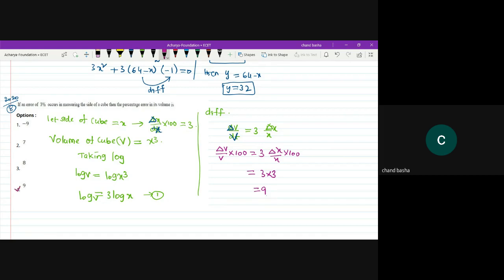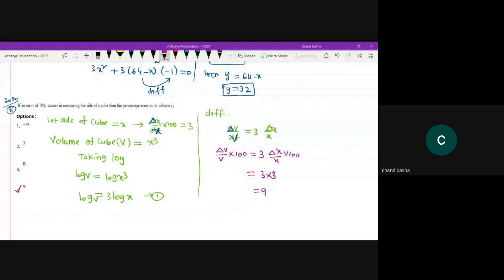Yesterday we did a 2% problem. Yesterday you did the 2% problem. He has given 3% for this. There the answer would have been 4. Here we get 3 into 3, which is 9.